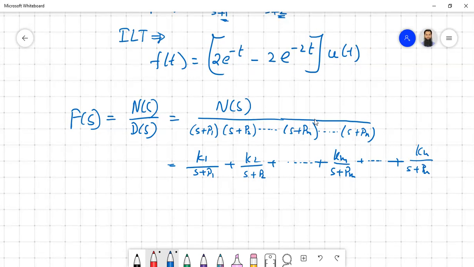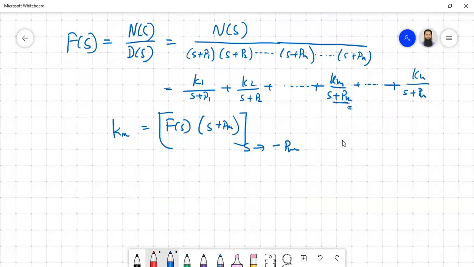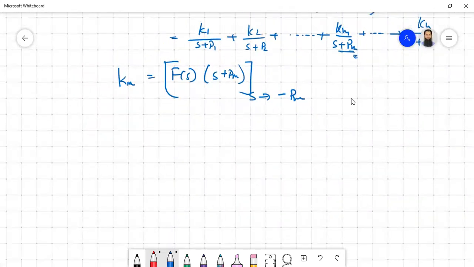How to find out? The formula I already said: km should be equal to the F(s) that we have, multiplied by (s plus pm), because km is related to this pole, isn't it? So it will be multiplied with the corresponding pole. Then you have to set s tends to that particular value, so minus pm. So this is the generalized way to do it. How many poles doesn't make any difference, as long as they're real and distinct, you can apply this one.